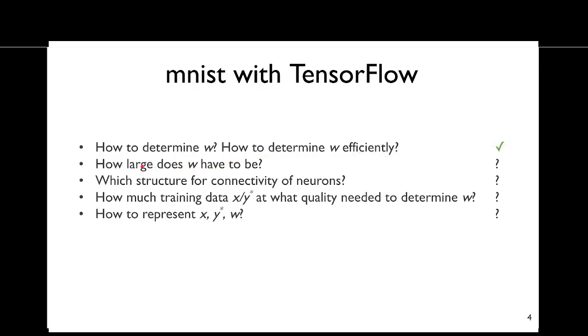But how large does w have to be? Which structure for connectivity of the neurons do we want? How about the training data, the x and y star? What quality is needed? How to represent all of this data? These are open points. And in the context of MNIST and our implementation in TensorFlow, we will discuss these points.